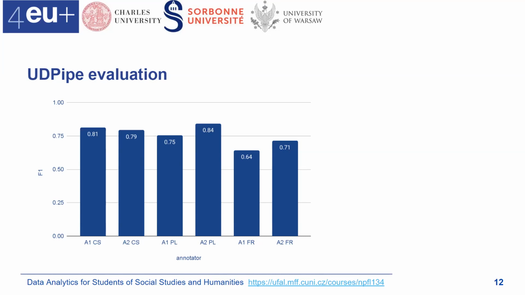Exactly. Thank you. And once we resolve the discrepancies between A1 and A2, we will get gold standard data that we then can use to evaluate UDPipe. And we know that there are differences between newspaper text and legal documents, so we can expect that UDPipe's performance on legal text will not be as high as on the newspapers.